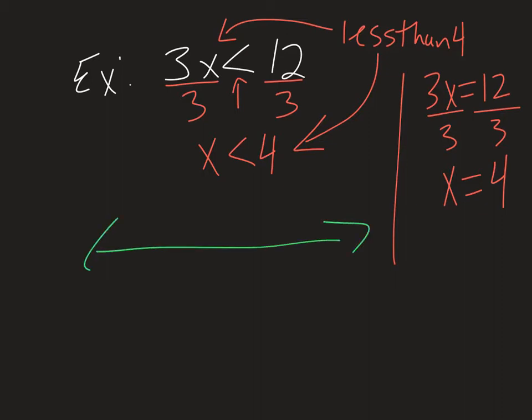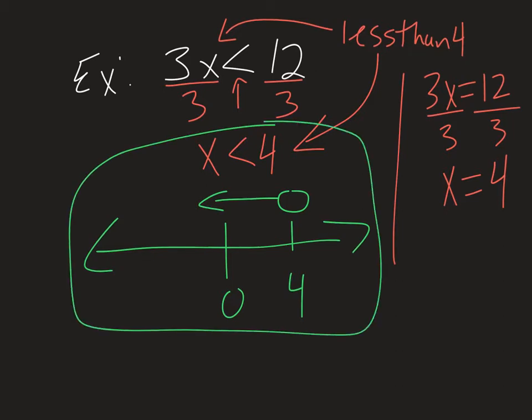So we would plot this on a number line if we were asked to do so. We would start at 0, we'd go to 4, we'd put a hollow dot, and we're going less than, so it would be to the left. And this would be how we would plot our solution.